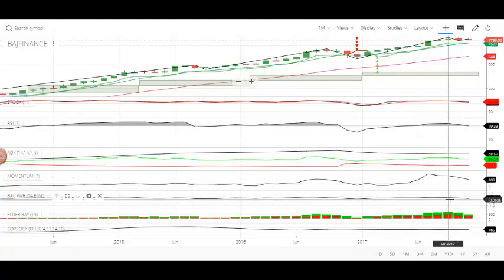Both balance of power and Elder are in sync with each other, and both are telling us that the stock is in a positive, bullish phase, and the Coppock curve is making a parallel to the baseline, and it is clearly telling us that the stock is in the buy zone.